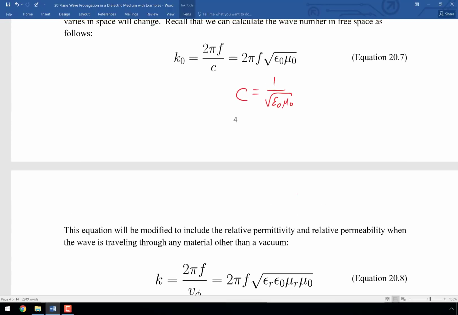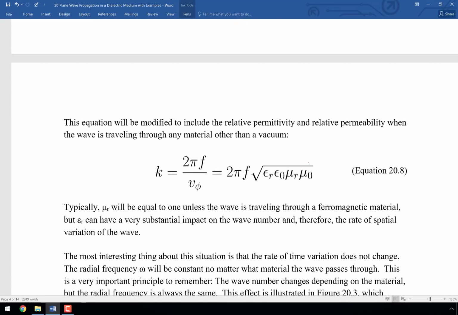I'm going to try to squeeze equation 20.8 onto the screen at the same time, because what happens when we go into a dielectric material, the epsilon 0 becomes epsilon 0 times epsilon r, and the mu sub 0 becomes mu sub r times mu sub 0. Now, in practice, what we're going to find is that the mu sub r is equal to 1. Unless this happens to be a ferromagnetic material, which would be very unusual, we're going to find that most of the time, if we're transmitting electromagnetic waves, mu sub r is going to be equal to 1. So what we find, and I actually don't put this equation until the very end, is that k is equal to k sub 0 times the square root of epsilon r. That's a good equation for you to have in your notes.